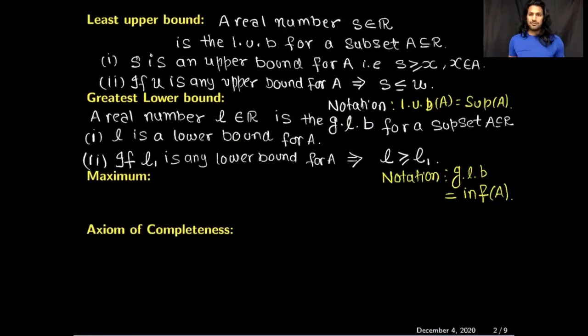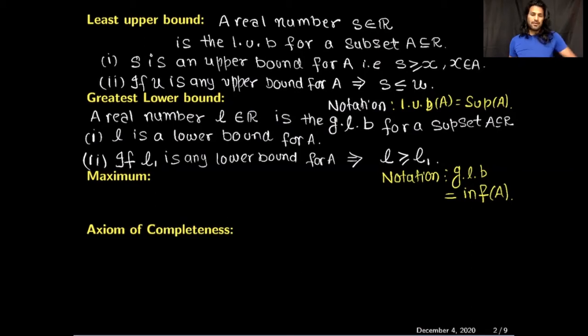So here is the definition of the greatest lower bound. A real number L is called the greatest lower bound for a subset A of real numbers if, number one, L is a lower bound of A, or in other words, L is smaller than every element of A. And the second one, this lower bound is the greatest among all the lower bounds. Or in other words, if you find any lower bound L1 for A, then L is always greater than or equal to L1. So in short form, we denote the greatest lower bound as the infimum of A, or in short, inf of A.